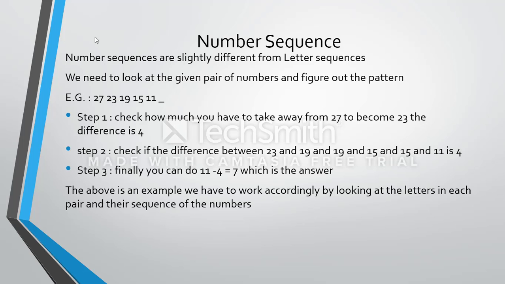Number sequences are slightly different from letter sequences. We need to look at the given numbers and figure out the pattern. Example: 27, 23, 19, 15, and 11. Step 1. Check how much you have to take away from 27 to become 23. The difference in this case will be 4. Step 2. Check if the difference between 23 and 19, 19 and 15, and 15 and 11 is 4. Finally, you can do 11 minus 4 because the difference between each of them is 4, and the answer is 7. The above is an example.